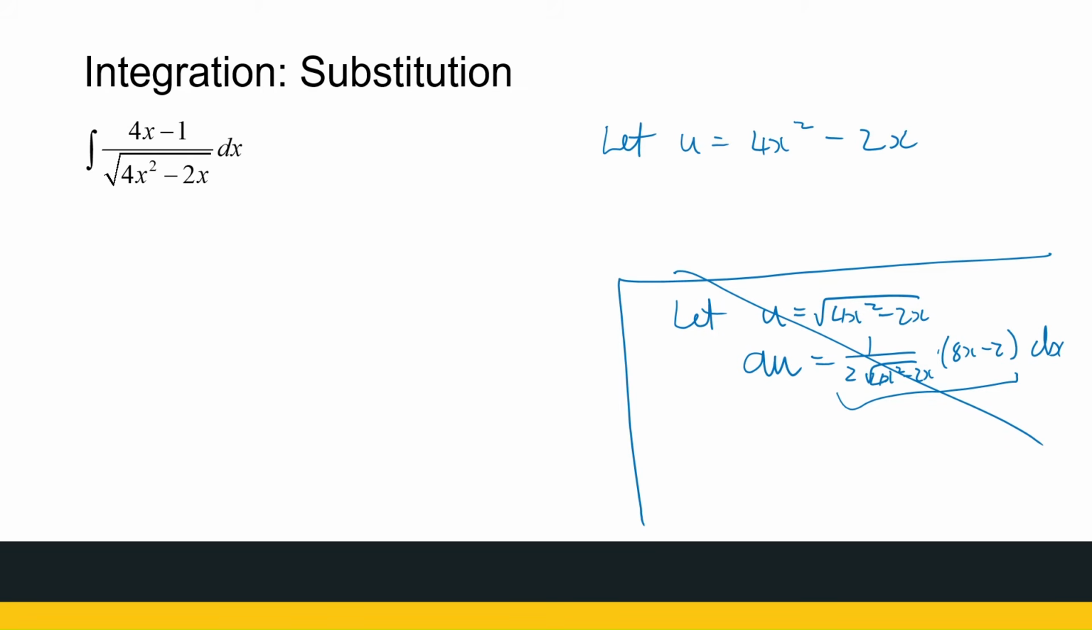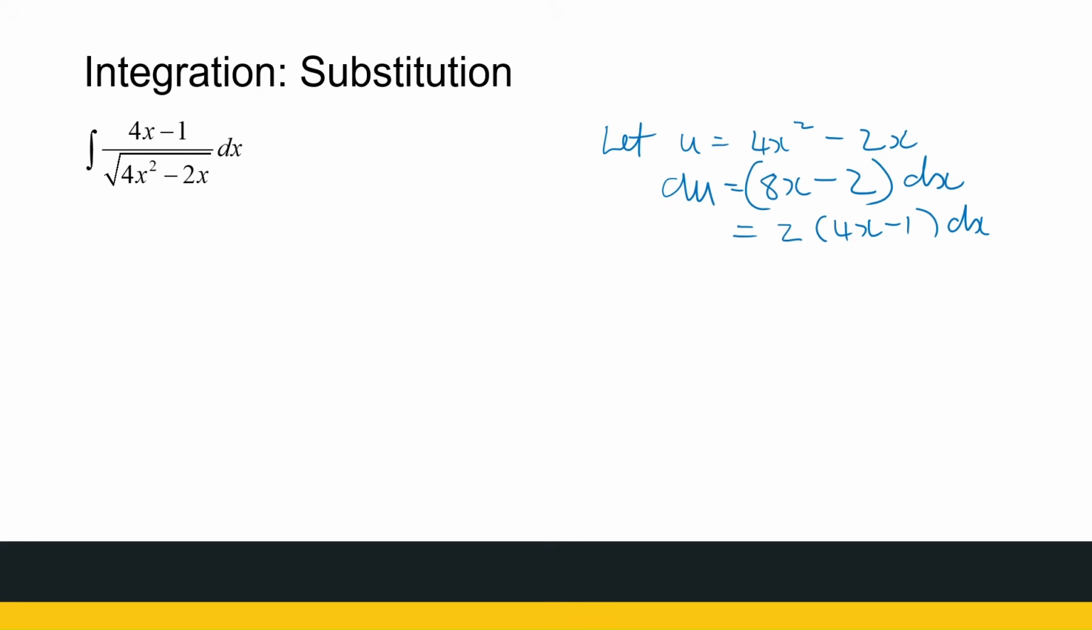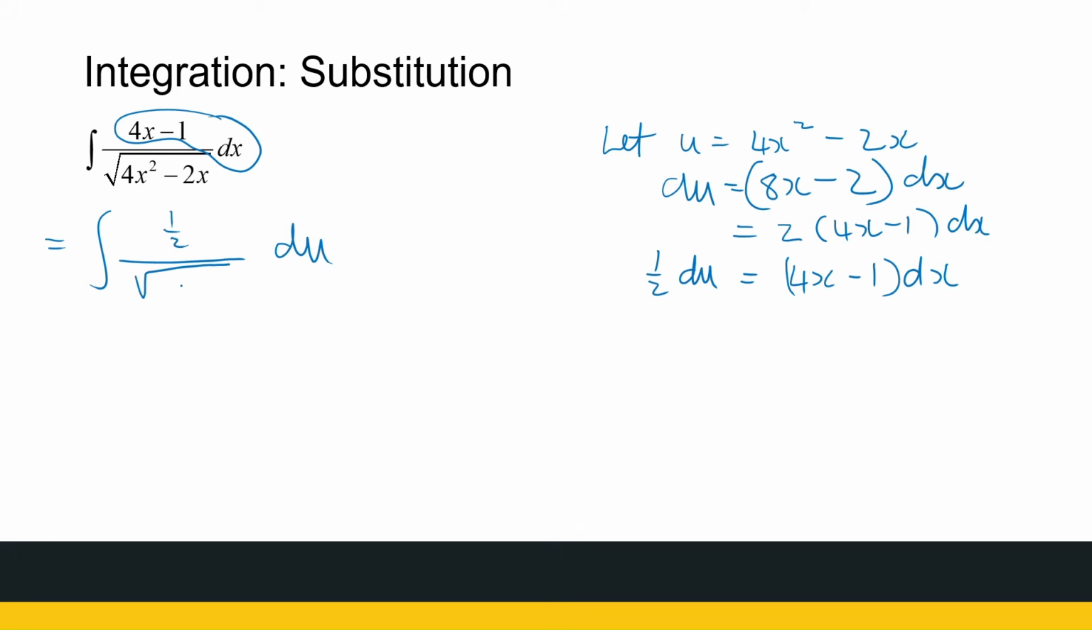So if u is 4x squared minus 2x, then du is 8x minus 2 dx, because we're looking at the differential du. Do I have an 8x minus 2 dx? No, but I've got something very close. I've got a 4x minus 1, but that's just 2 times 4x minus 1 dx. What do I have here on the left-hand side? I've got a 4x minus 1 dx. So what would 4x minus 1 dx be? That will just be a half du. Now I can make my substitution. That is equal to the integral of, this whole part is a half du, so it's a half du over the root of u.